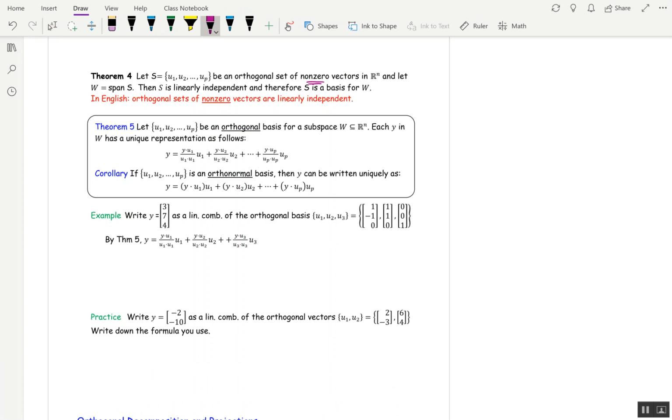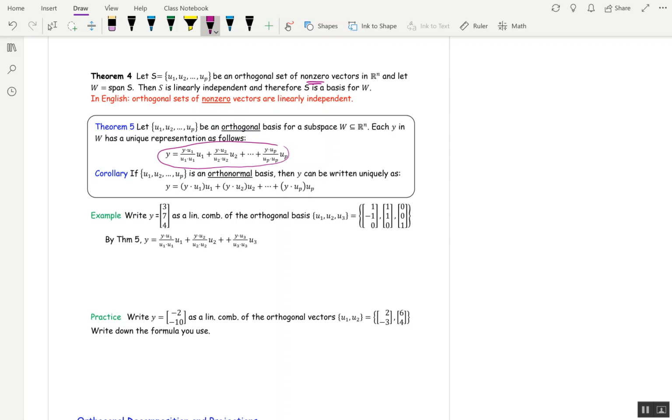And we have another theorem that tells us if we have a set of orthogonal vectors and they form a basis for a subspace W, then every vector in W can be written as this. Now the proofs of these theorems are at the end and they're not difficult, but since we're doing this in a video, I'm not going to include the proofs here.